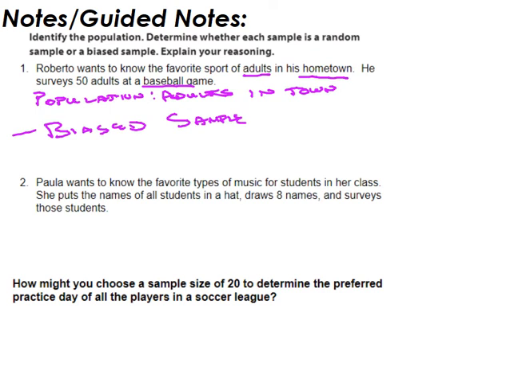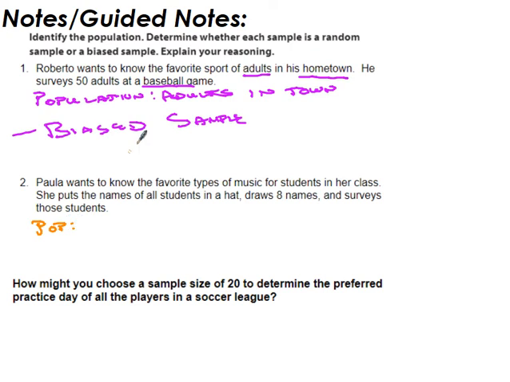Number 2, Paula wants to know the favorite types of music for students in her class. She puts the names of all students in a hat, draws 8 names, and surveys those students. So write down the population and whether or not you think it's biased or unbiased. Just think about it real quick. Take a second, pause it, figure out what the population is and whether or not it's a biased sample or not.